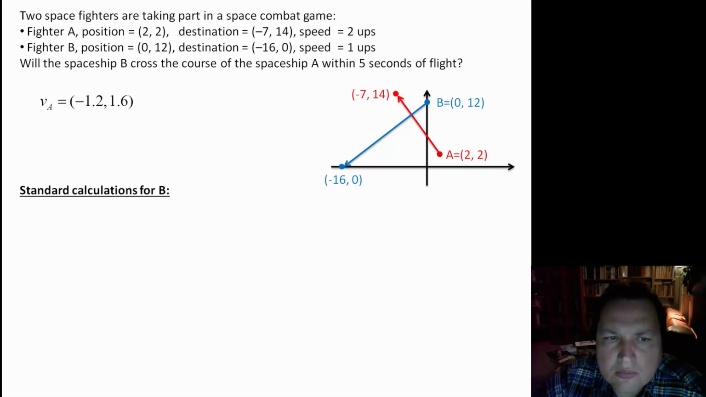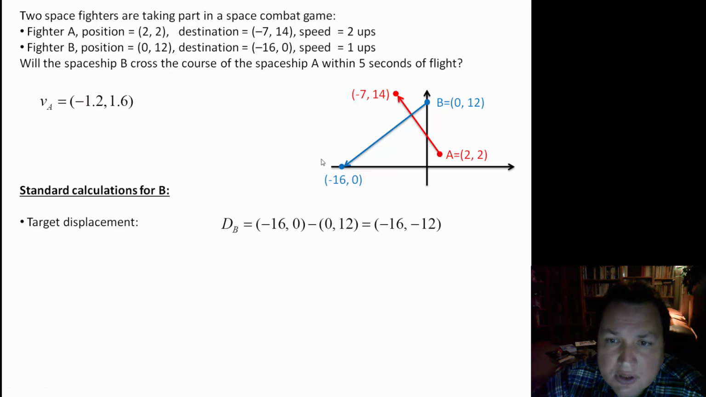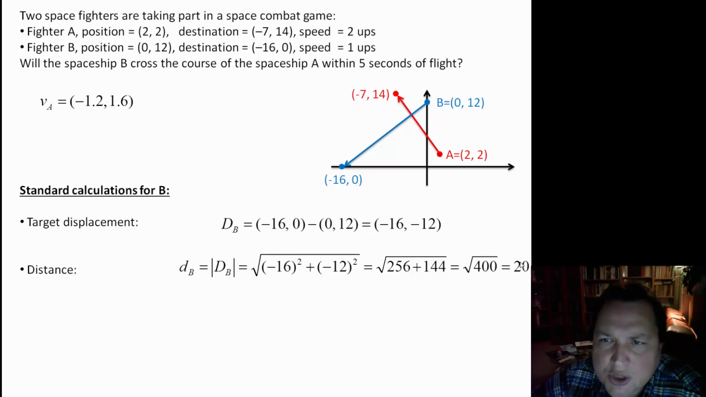Now we will repeat the same calculations for spaceship B. So the target displacement, the blue vector, is the target coordinates of spaceship B minus its initial position (0, 12), and here is the result. Then we calculate the length of this vector, which is the distance to the destination for fighter B, and it's 12 in this case.